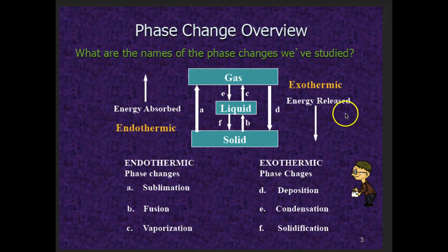In the reverse direction, in an exothermic process, when energy is released out of the system, to go from a gas directly to a solid is called deposition, to go from the gas to the liquid is condensation, and then to go from the liquid to the solid is solidification.